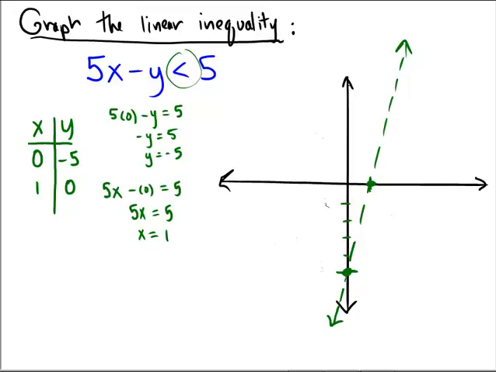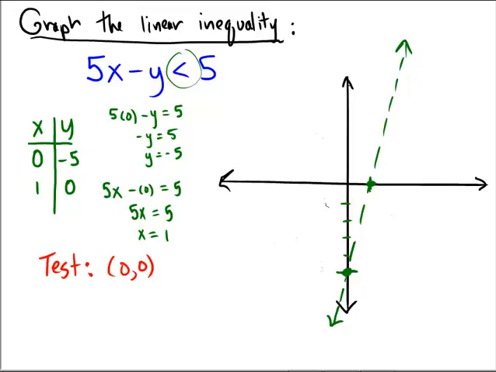The second part of the problem is to determine which side we need to shade. The way I recommend doing that is by choosing a test point. If it's allowed, the best point to check would be 0, 0. It's always convenient to use zeros when you're working with linear equations and inequalities.